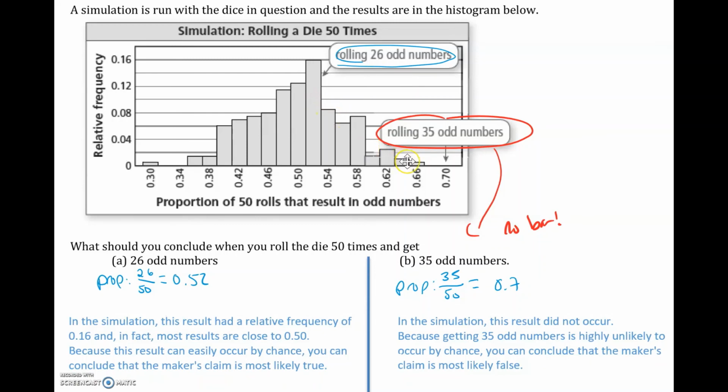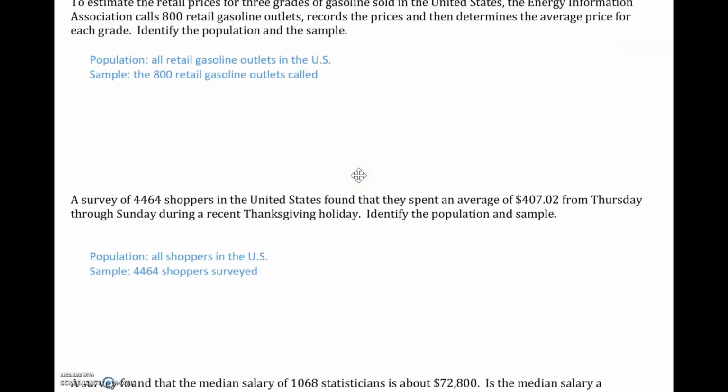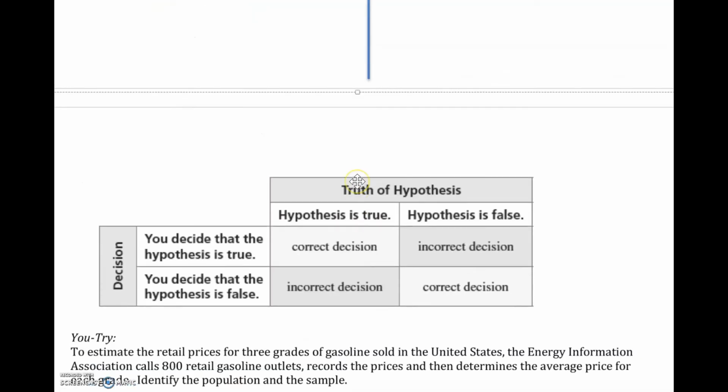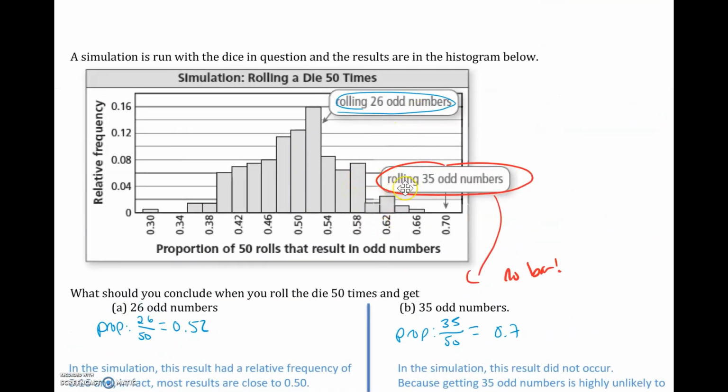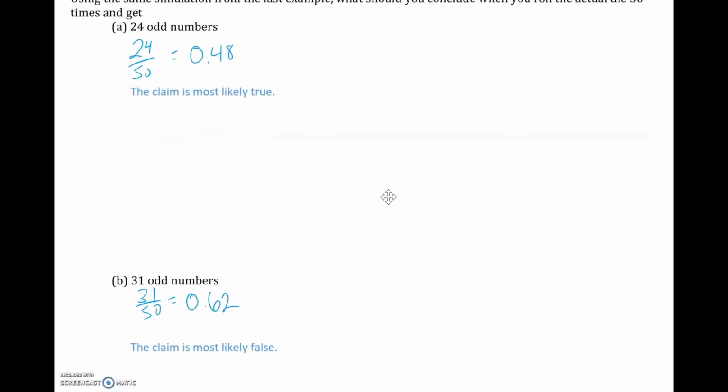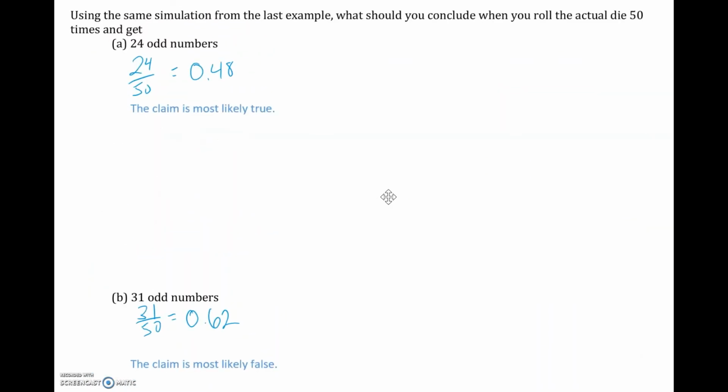Versus the other one, which was what, 0.62? Let me just check my number again. Yeah, 0.62. So if we look back up, sorry for all the scrolling, 0.62 is highly unlikely to happen. It's kind of here toward the end, tapering off. Only a little over 2% of our simulation runs were actually getting there. So very highly unlikely to happen by chance. More likely to happen if someone skewed the dice to lean towards the odds. So again, here are the answers to the last one. Most likely true for A, most likely false for B, because we were interpreting that histogram.